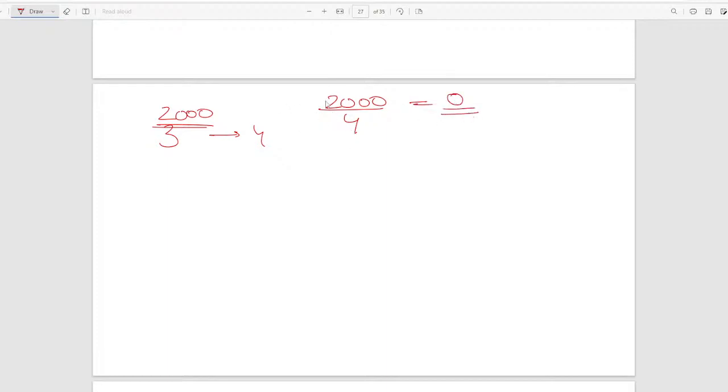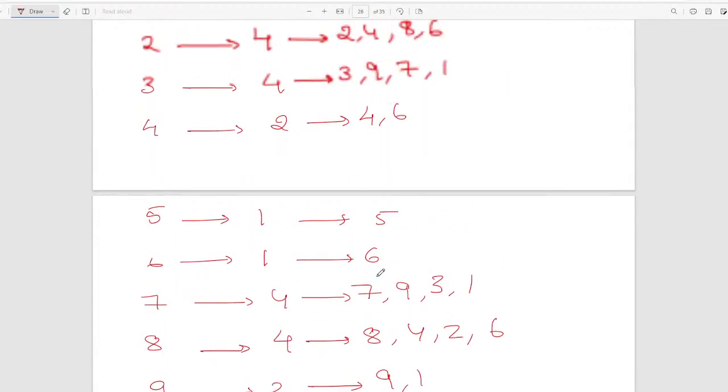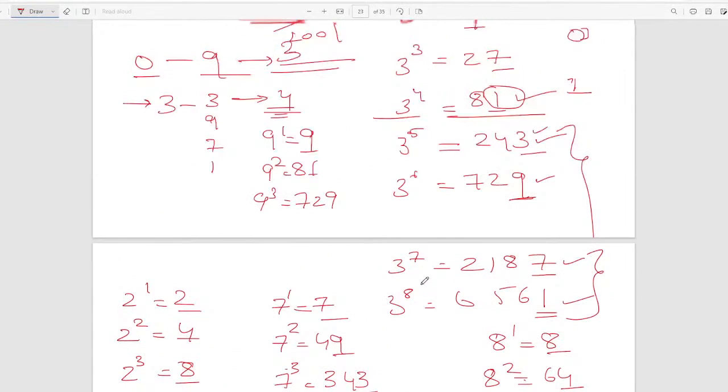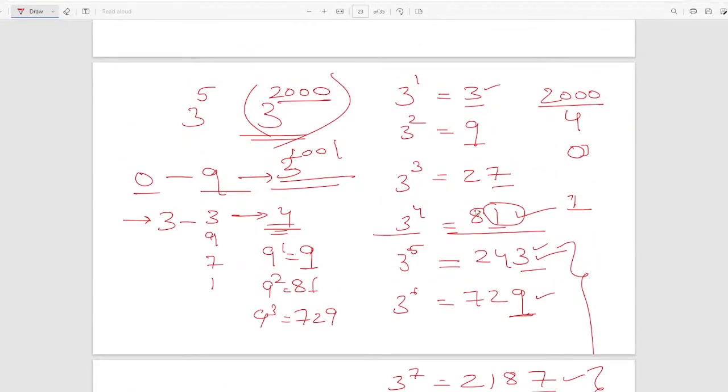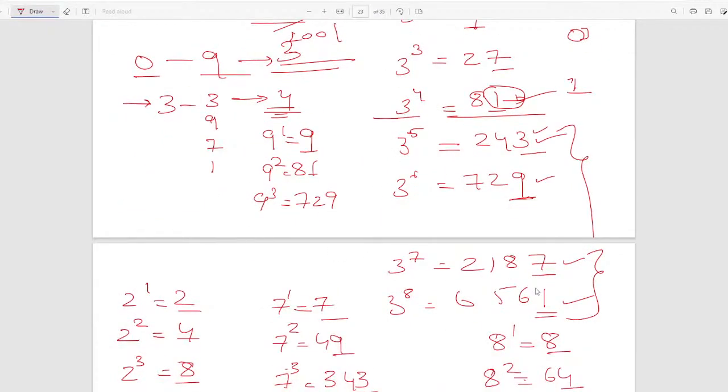That means the power is a multiple of 4. So whenever the power of 3 is a multiple of 4, the unit digit will be 1. So 3 raised to 4 is 81, and 3 raised to 8 is 6561. This 1 is repeating again. So if the power is a multiple of 4, then this would be 1.